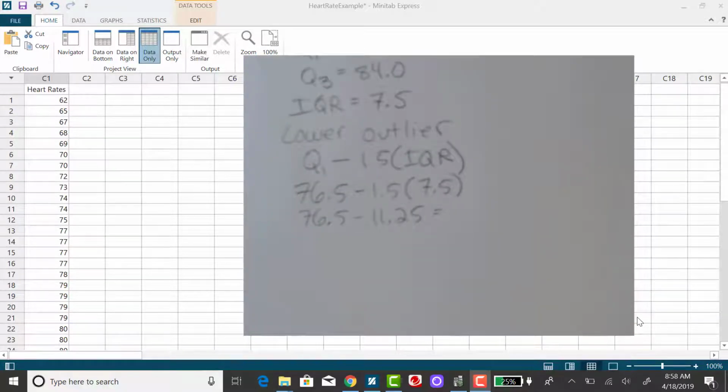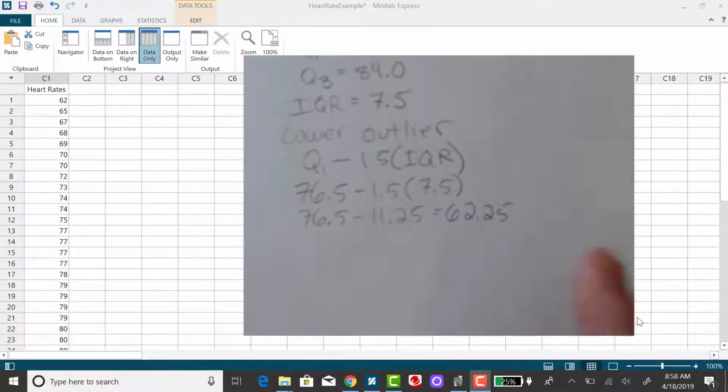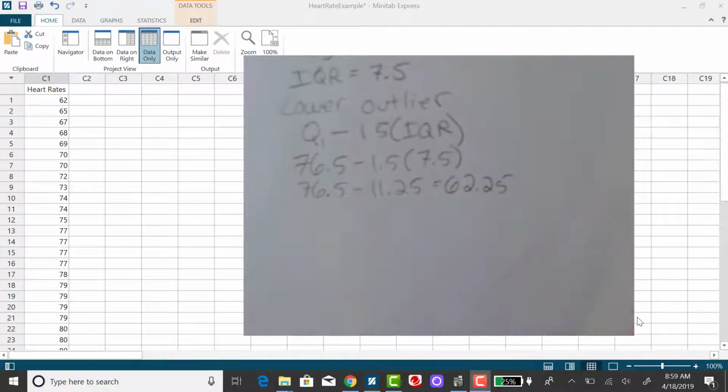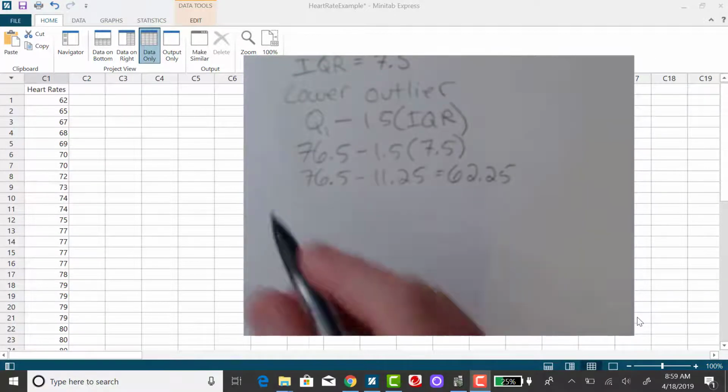using my calculator, whoops. Okay, sorry about that. I get 62.25. So if there are any values below this in our data set, we can consider that an outlier using this method. There are other ways to identify outliers, but this is a very simple way to do so.